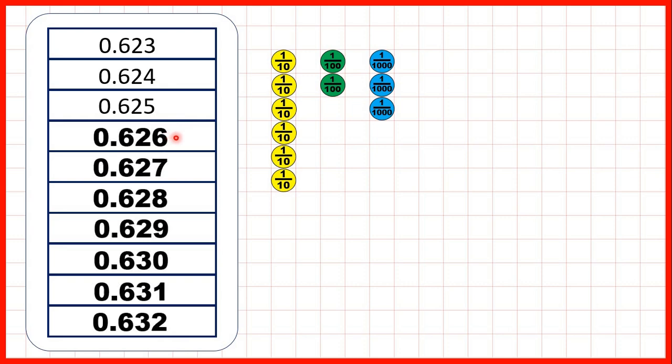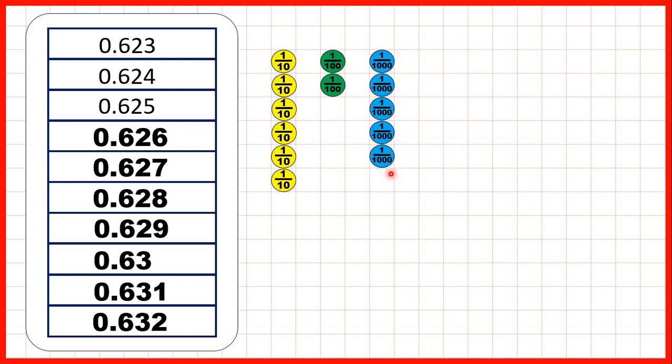Well, if we show them, you can see that counting in thousandths is similar to counting in ones. The only thing we need to change is 0.630. That's usually just written as 0.63 because we don't need zeros on the end of decimals. And to see why not, let's count using the place value counters.